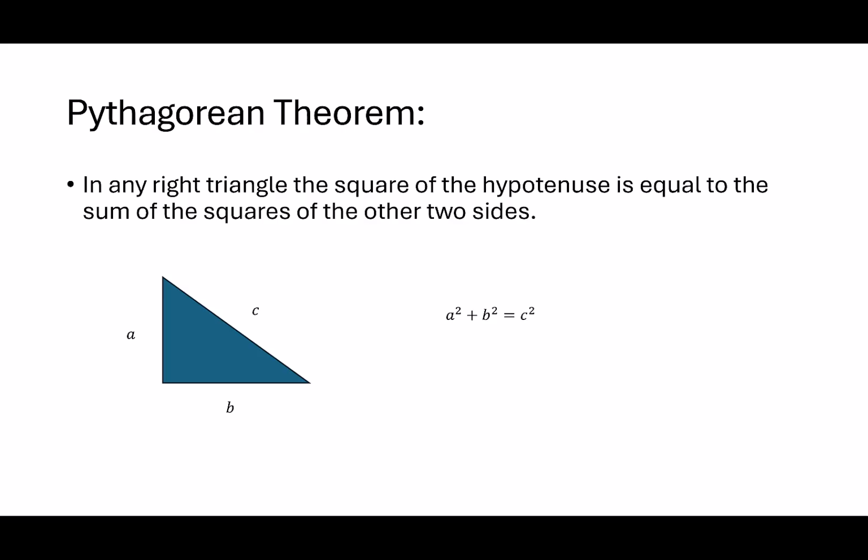The Pythagorean Theorem says in any right triangle, the square of the hypotenuse is equal to the sum of the squares of the other two sides. So if we make the height a and the base b and a hypotenuse of c, we have a squared plus b squared is c squared.